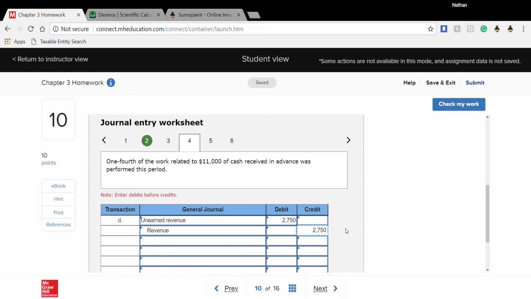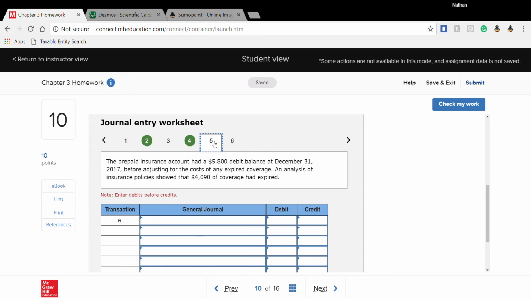Again, the key word is that we've already received the cash in advance. That's how I know that it was unearned revenue. And again, it's also because we only did 1/4 of the work related to the cash in advance. Basically we've already received the money. So it's just picturing what is going on, analyzing the transaction.